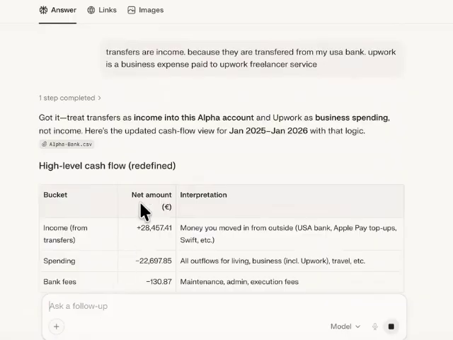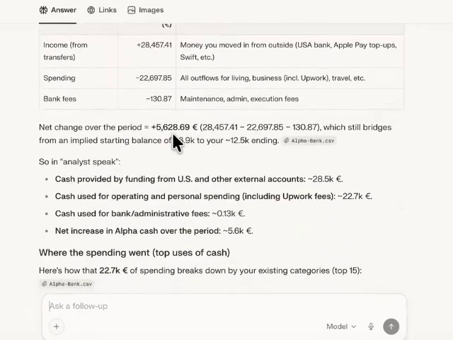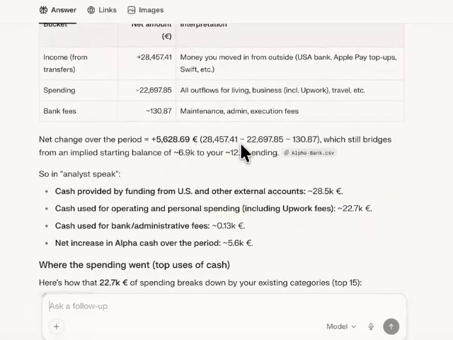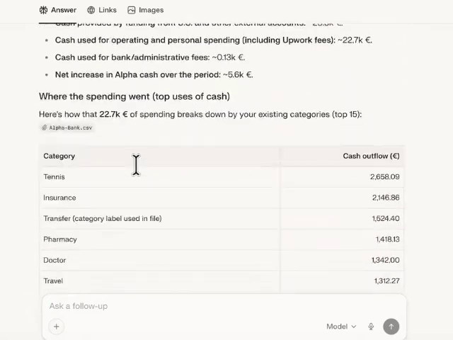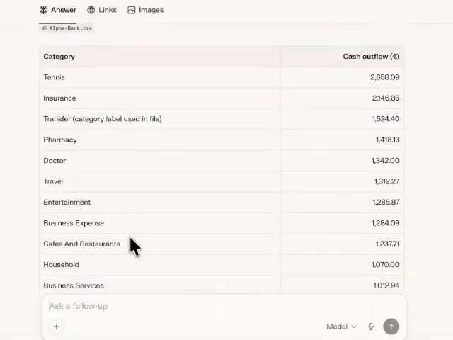Got it. Okay. Income from transfers, spending, bank fees. So the net change is 5,600. So they're taking income minus spending, which still bridges my starting balance of around 6,900 euros to your ending balance of 12,500 euros. Okay. Here's spending grouped by cash outflow over the year.